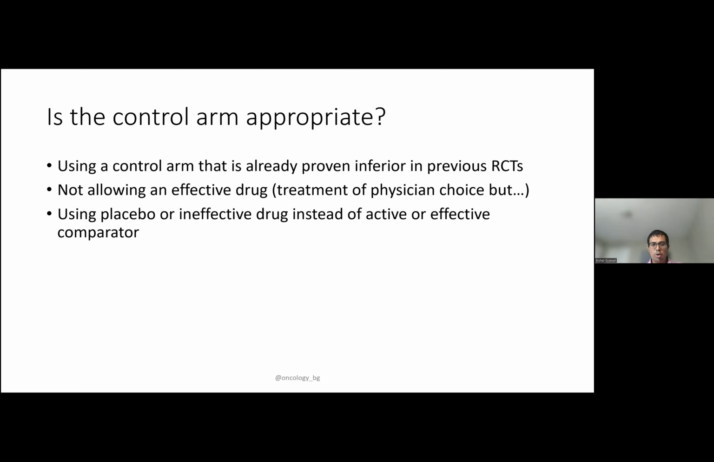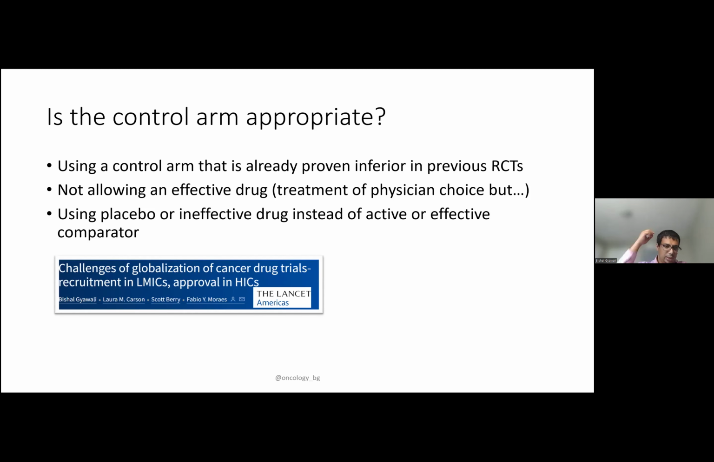One is using a control arm treatment that has already been proven to be inferior in previous randomized trials. We know that this drug is inferior, but we are still using that as the control arm treatment. The second is saying we are allowing treatment of physician choice for the control arm, but then excluding certain beneficial treatments. And third is when we are using a placebo or an ineffective drug instead of an active comparator. I'll give you some examples. And again, if you want to read in detail, we discuss these issues in this Lancet paper.